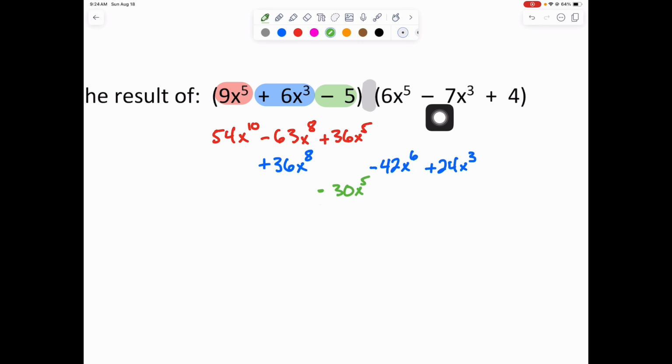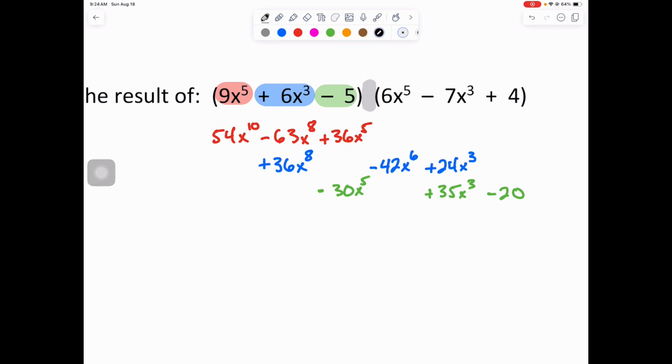Negative times a negative gives us a plus 35. And again, we have an x cubed, so we can align that right under our 24x cubed. And then we will do negative 5 times 4, giving us negative 20. We don't have any constants yet, so we can do that.